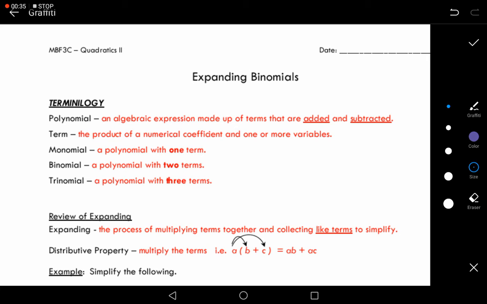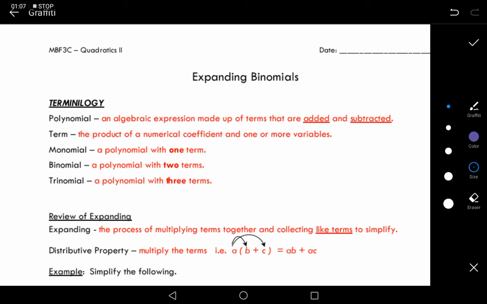So we're just going to start talking about expanding binomials. Before we get into it, we're going to define a couple of terms. The first is polynomial. A polynomial is an algebraic expression made up of terms that are added and subtracted. We've been dealing with polynomials all throughout this unit. It's basically multiple terms that are either added or subtracted.